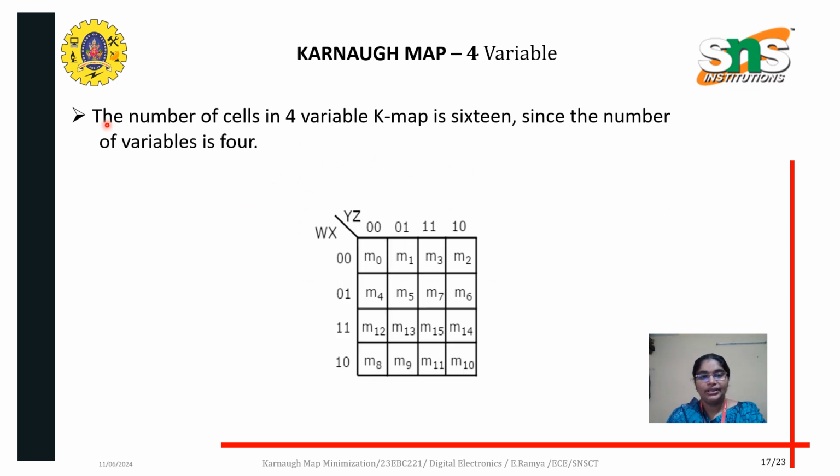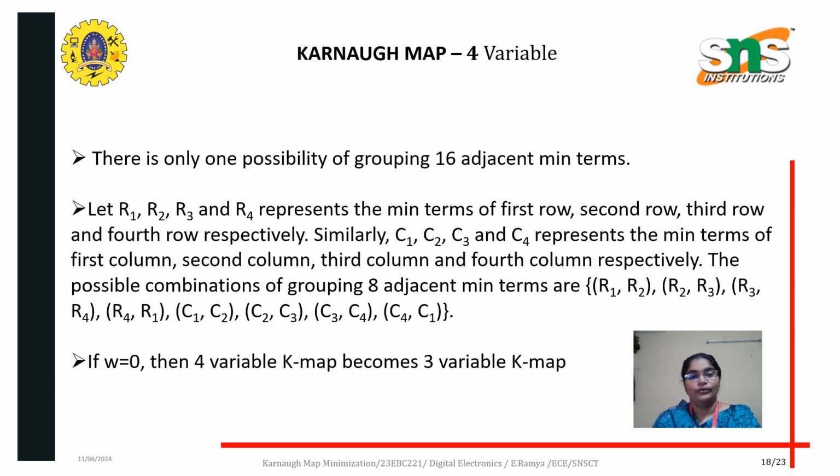Here the number of cells for 4 variables, that is w, x, y, z. 4 variables means 2 power 4 equals 16. So 16 cells are available, M0 to M15. There is only one possibility of grouping 16 adjacent minterms.